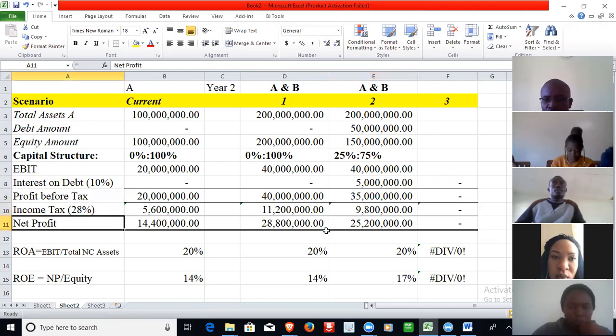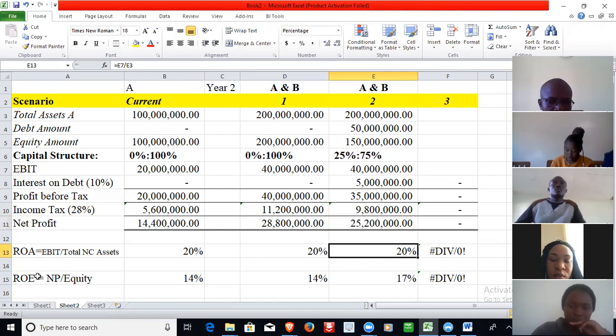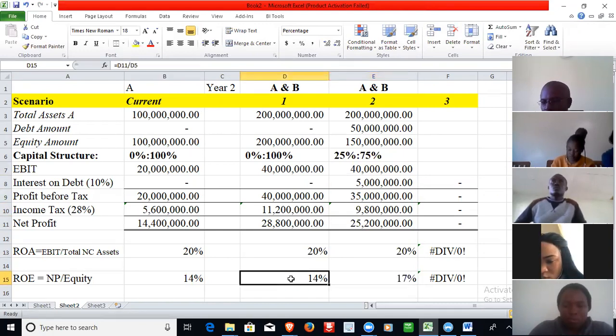And our net profit is going to be 25.2. Therefore, our return on assets is still the same, 20%, but shareholders will now be getting 17%. So they're getting a better deal than this one, right? They'll be getting at least 17%.